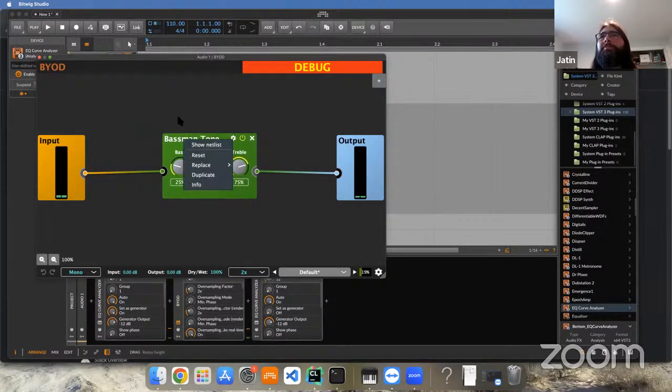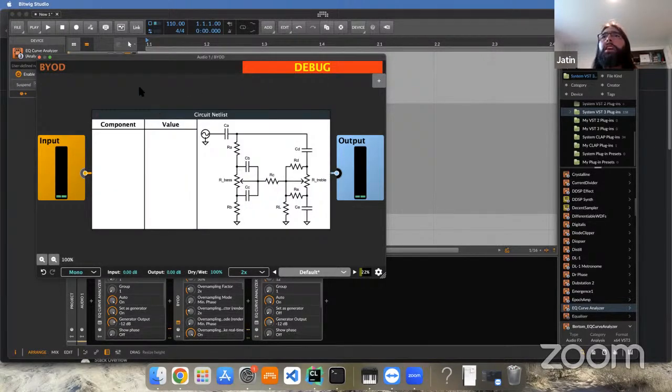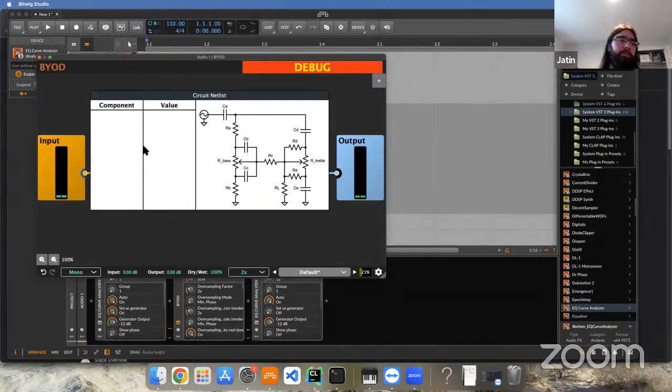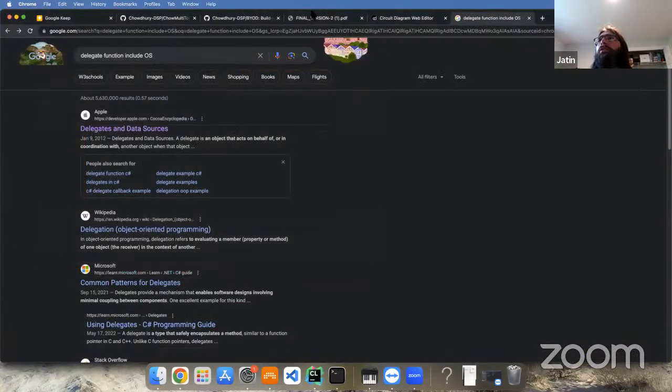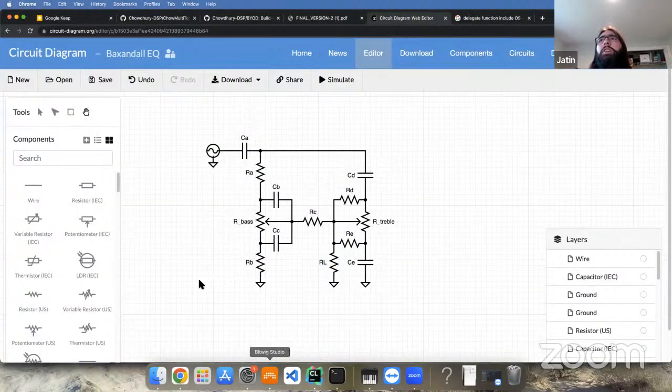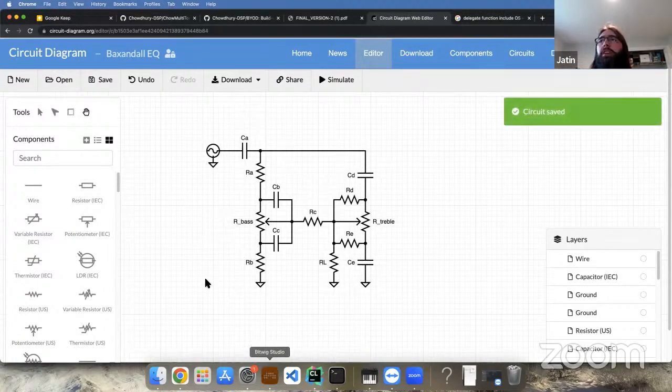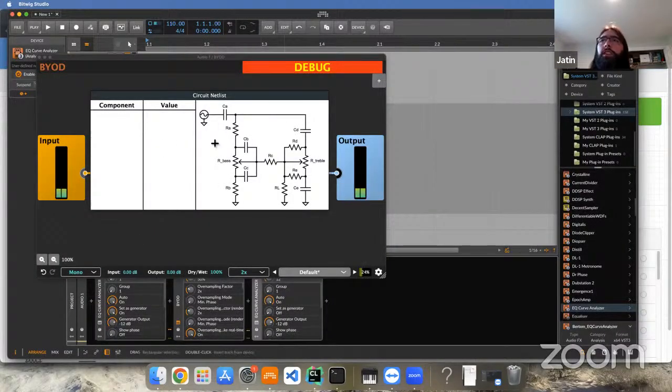Anyway, cool. So we want the Baxandall EQ, and now we can see the netlist. Yeah, so there we go. So the schematic that we were just going through in the circuit diagram page is now here in the plugin. So that's kind of a quick and easy way to create a circuit schematic that you can visualize in your plugin. Not sure if anyone else needs that for any reason, but seems to work well for me.